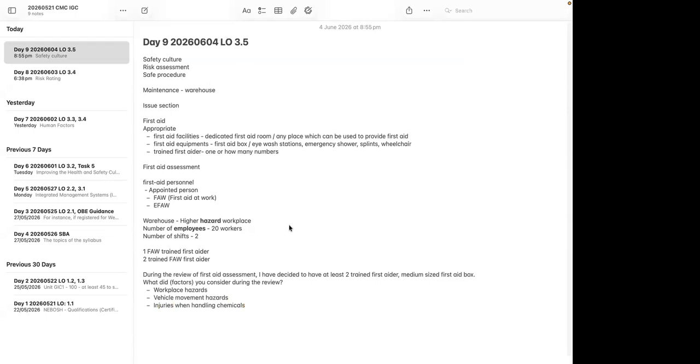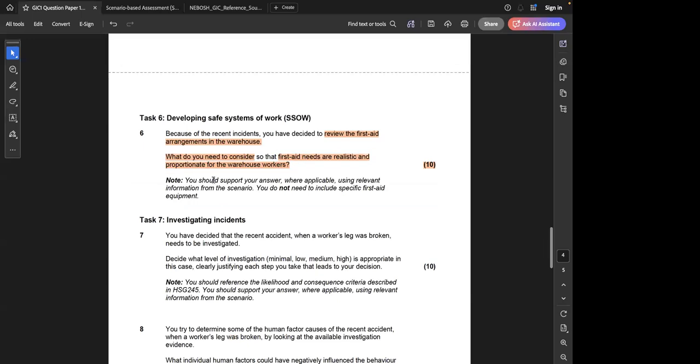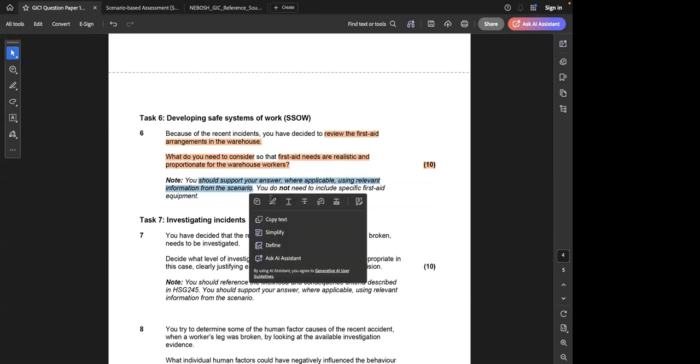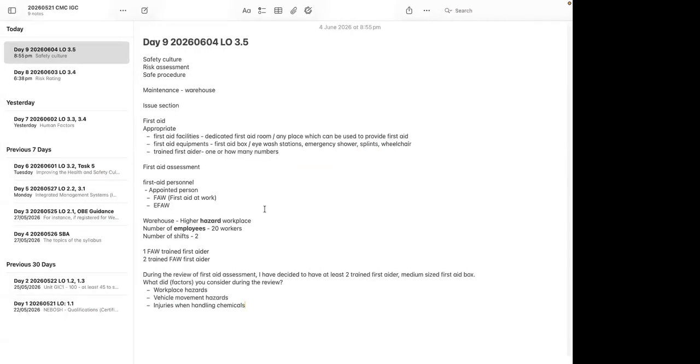Yes. So you see, this is what they would be expecting, because the question clearly asks you to support your answer where applicable using relevant information from the scenario. So from the scenario, they will test how well you have understood the scenario. Workplace hazard is good, but to be very specific from the scenario, vehicle movement hazards or injuries when handling chemicals.